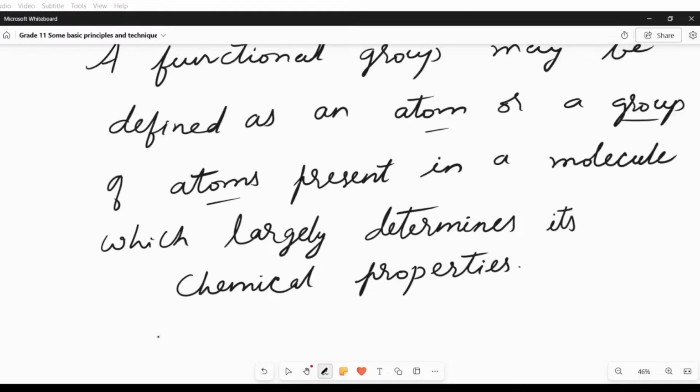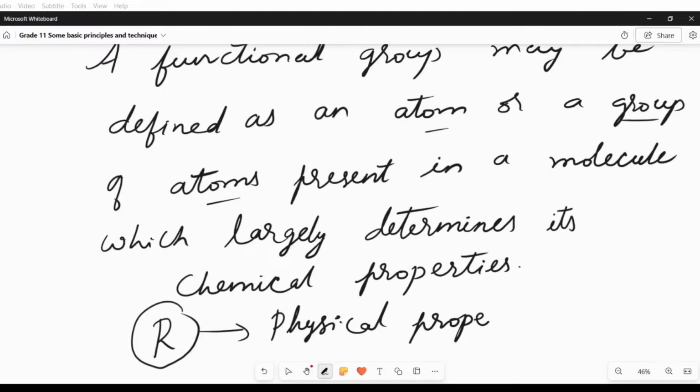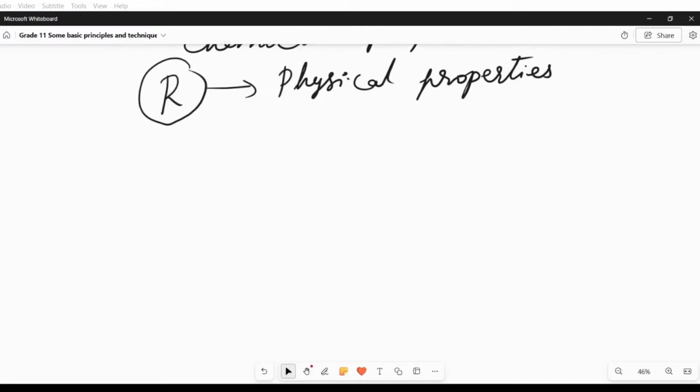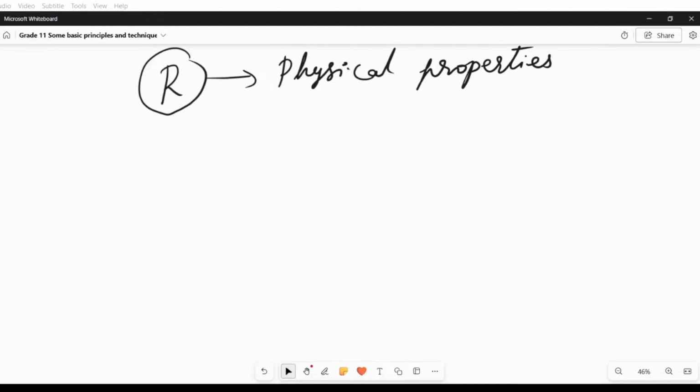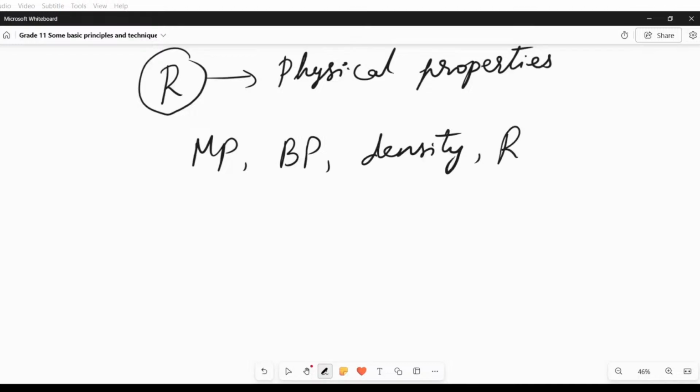I told you that there are two parts. R is the part of the molecule which largely affects physical properties, such as melting point, boiling point, density, refractive index.